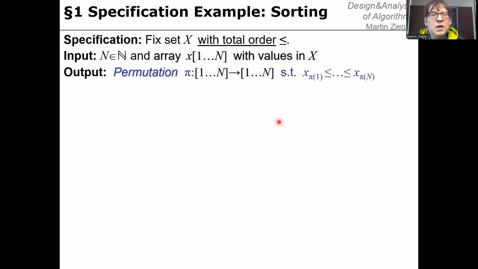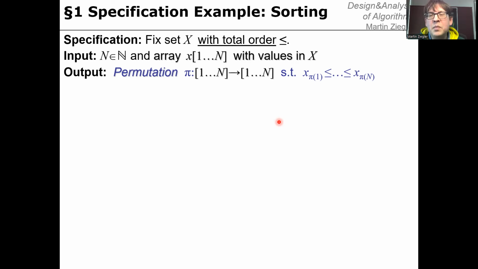The output here is considered not the data itself, but a permutation, which then, when applied to the input data, results in it being sorted. So that's one way of specifying the sorting problem. Of course, once you have the permutation, it's just a matter of applying it to obtain the sorted data. So in a sense, this is more general.